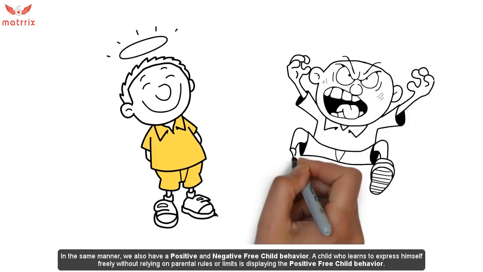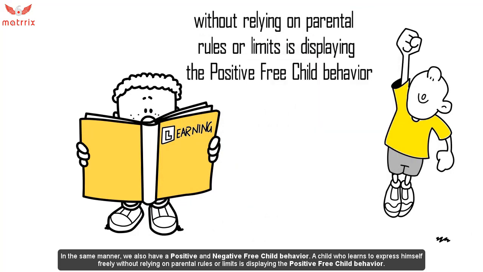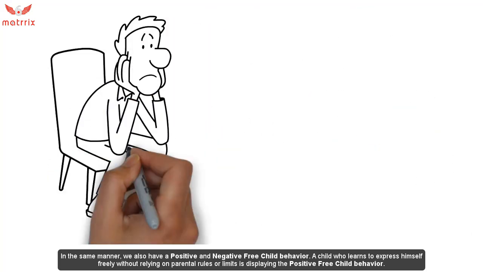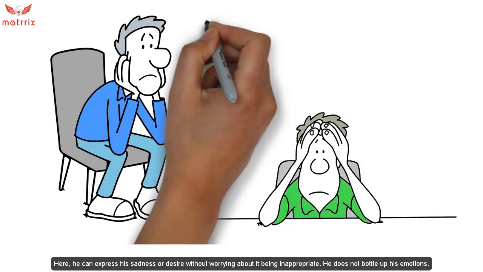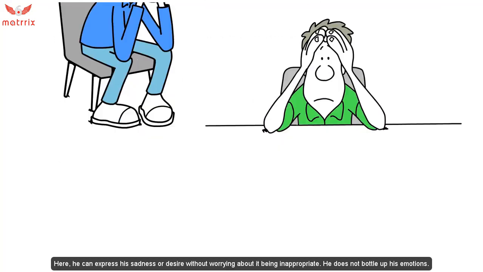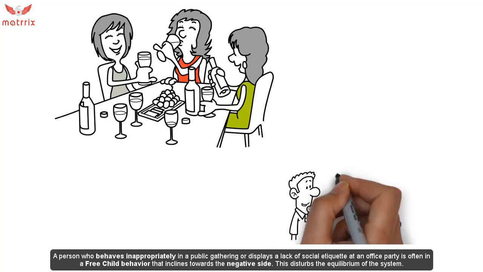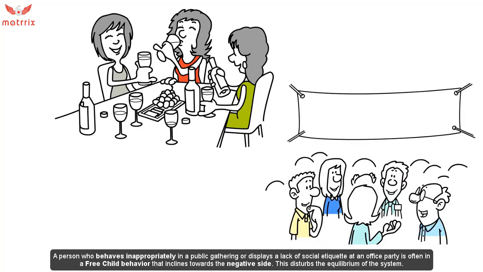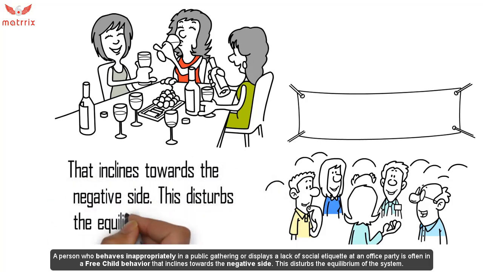In the same manner, we also have a positive and negative free child behavior. A child who learns to express himself freely without relying on parental rules or limits is displaying the positive free child behavior. Here, he can express his sadness or desire without worrying about it being inappropriate. He does not bottle up his emotions. A person who behaves inappropriately in a public gathering or displays a lack of social etiquette at an office party is often in a free child behavior that inclines towards the negative side. This disturbs the equilibrium of the system.